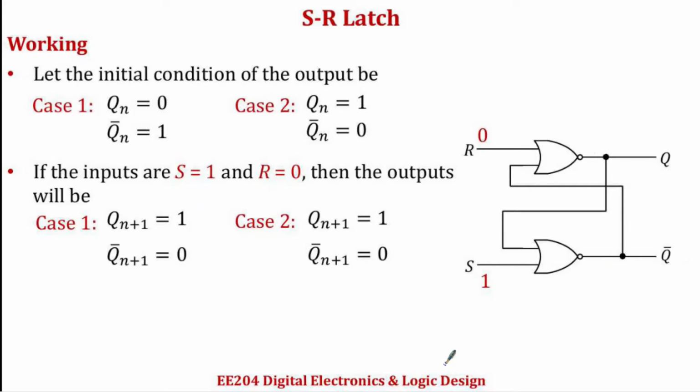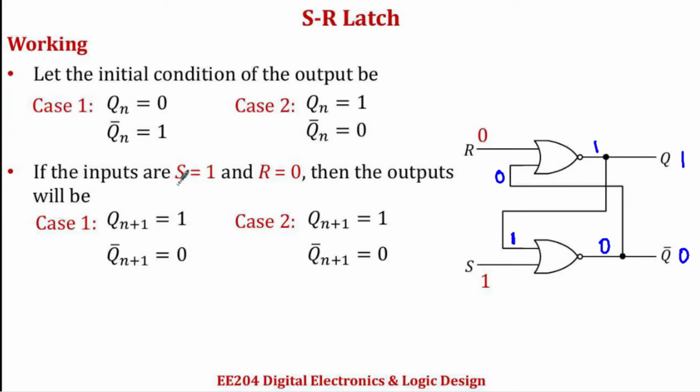Similarly, when you have present state equal to 1 and this to be 0, this 0 goes here and this 1 comes over here. What will be the output for 0 and 0? It will be 1. And for 1 and 1 the output will be 0. Okay, so this is the next state.